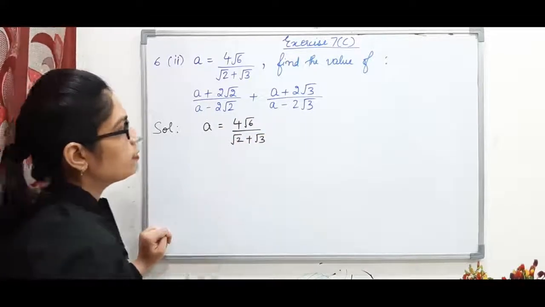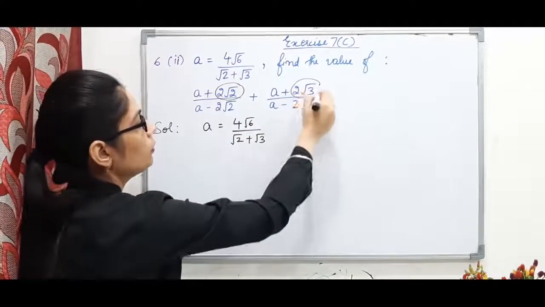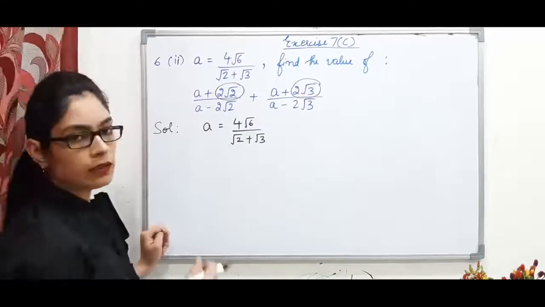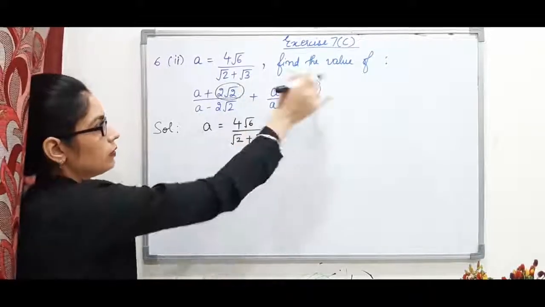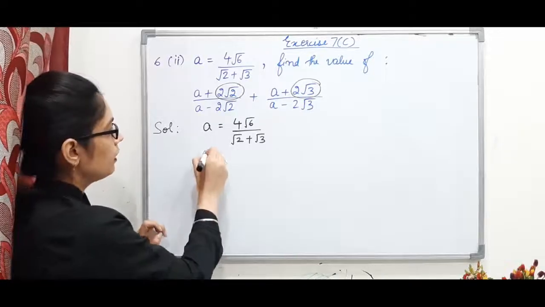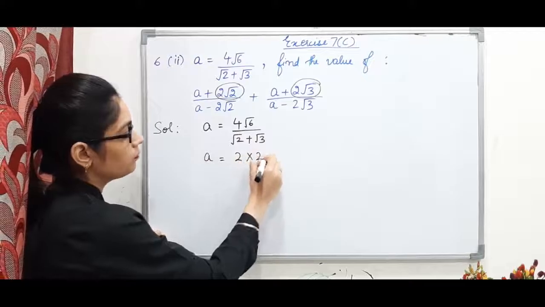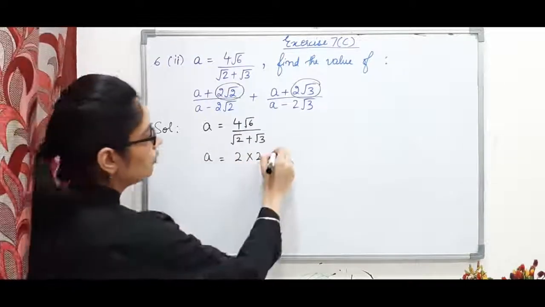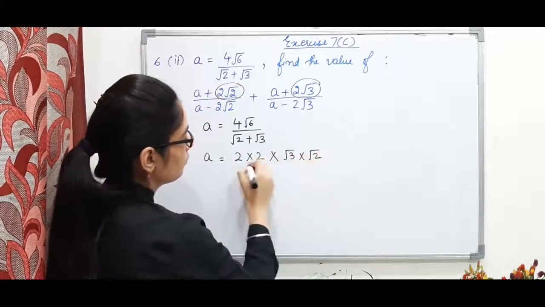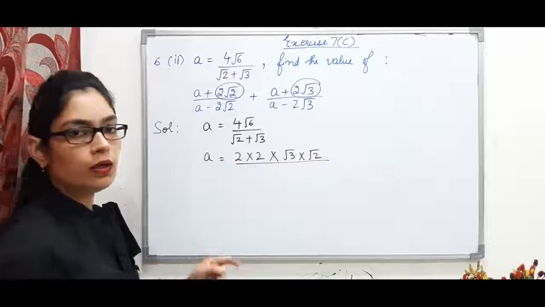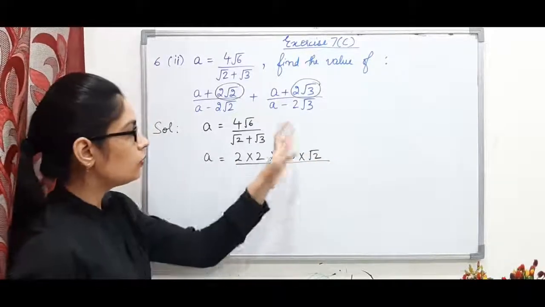See, we have to see what is required. With a, 2 root 2 and 2 root 3. So I have to change this expression so that I will get these two values. So let's do it. A is equal to 4, I will write as 2 into 2, and root 6 I will write as root 3 into root 2. So 2 into 2 is 4, and root 3 into root 2 is equal to root 6.